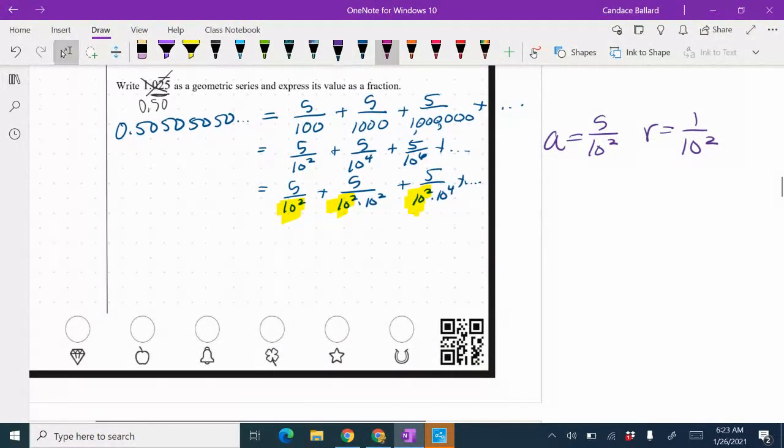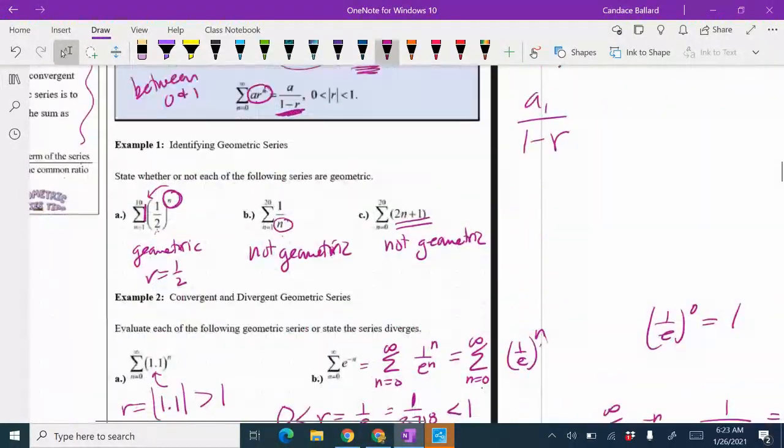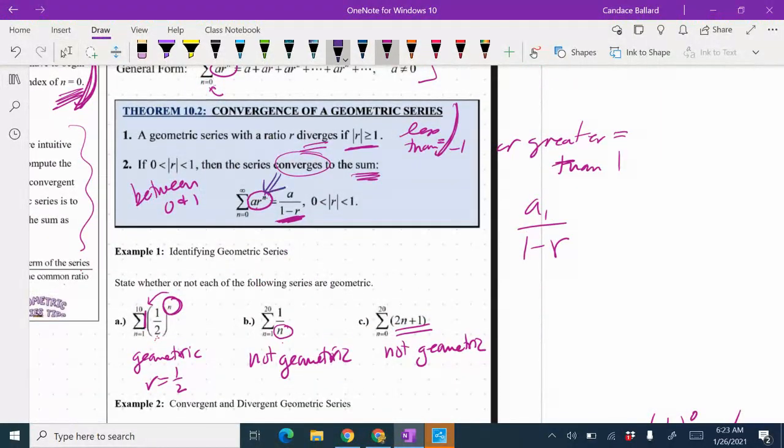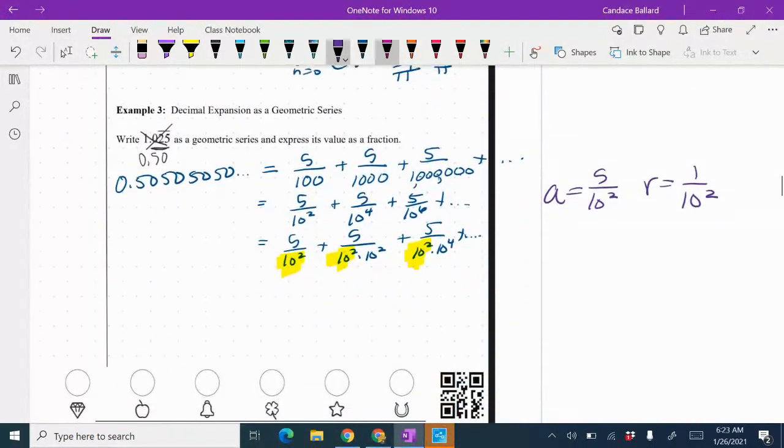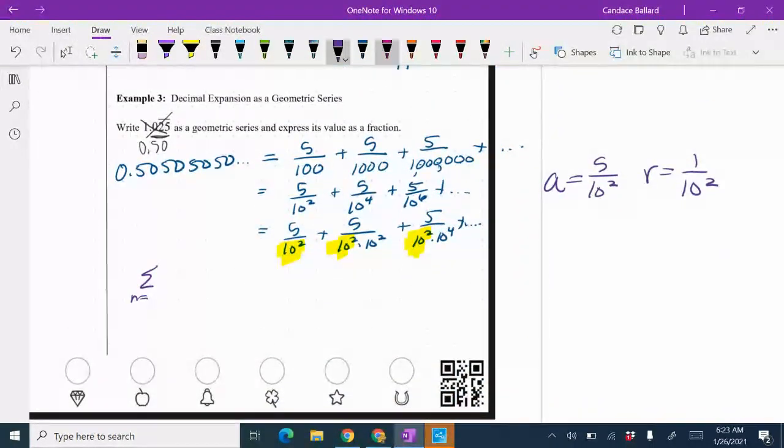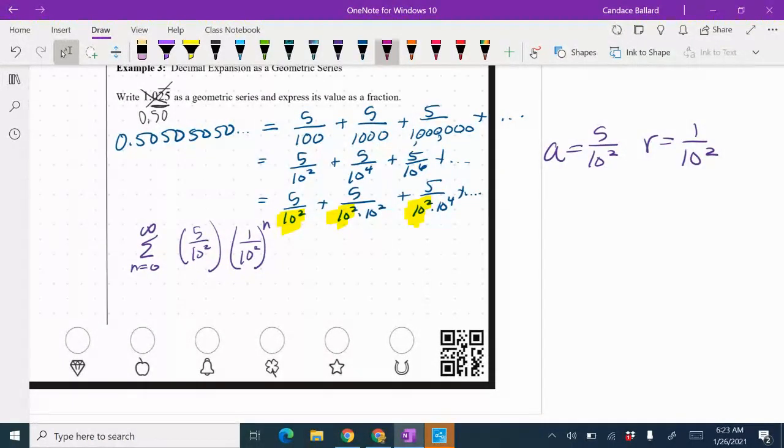If I'm going to put this into the summation formula that we had up here for geometrics, I'm using this. So the sum, n equals 0 to infinity, of my first term 5 over 10 squared times my ratio 1 over 10 squared to the n power. And then I'm also going to try to find the sum. I'm supposed to be trying to find this as a fraction. I almost didn't really need that ratio, but it's good practice because we might have to do that later on in the unit.